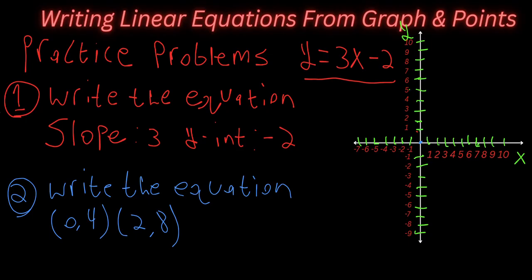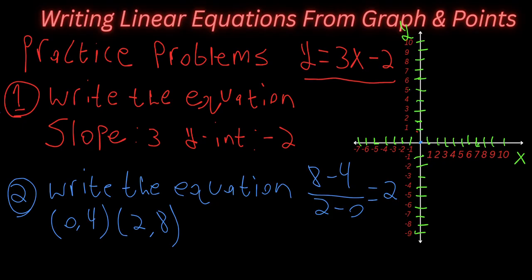Now, for question number 2, we're given 2 points. So our first step here is going to be to solve the slope. And we do so by taking y2 and subtracting y1 and dividing it by x2 minus x1. This gives us a final answer of 4 over 2, or 2.